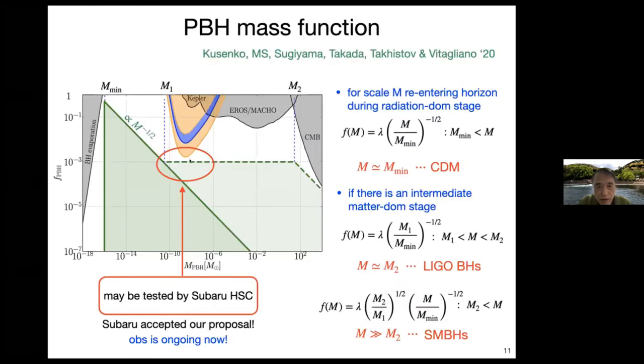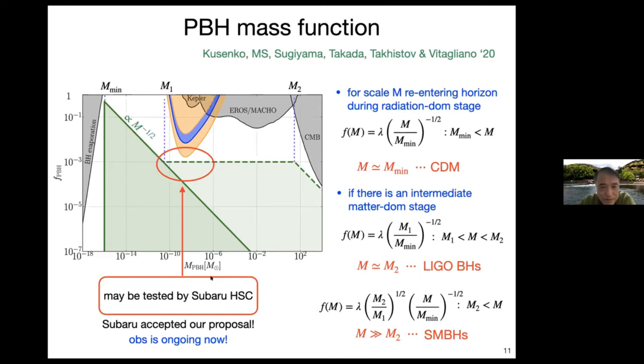So in this kind of case, you can explain the cold dark matter by these small mass primordial black holes, and you may be able to explain the LIGO-Virgo black holes of 10 solar mass and 100 solar mass by the scales of M squared. And for very, very large mass scales, you still have this M to the -1/2 spectrum, which may account for seeds for supermassive black holes. So this is a very bold conjecture, but in any case, it may be able to explain almost everything we need to explain.